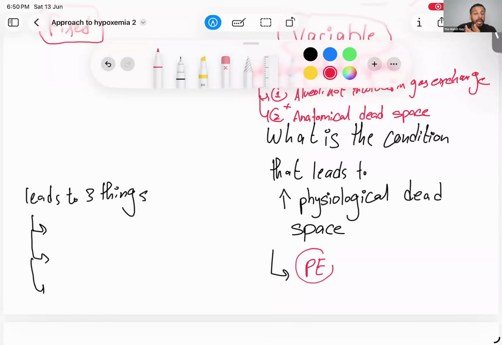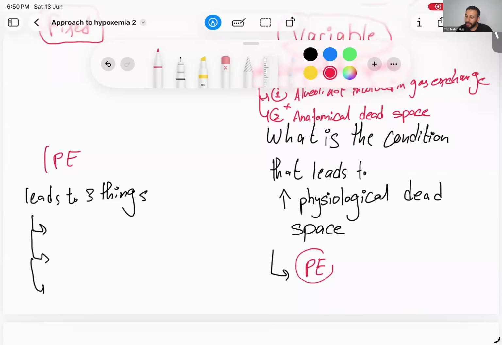Pulmonary embolism. Why? Because pulmonary embolism is gonna include a lot of arteries. So those alveoli which were receiving perfusion in the first place, because of the pulmonary embolism and the involvement of pulmonary circulation, are not gonna be involved in gas exchange. So pulmonary embolism is gonna further increase the physiological dead space. Physiological dead space means that the alveolus is normal, there is air in it, but it's not receiving the blood supply for gas exchange.